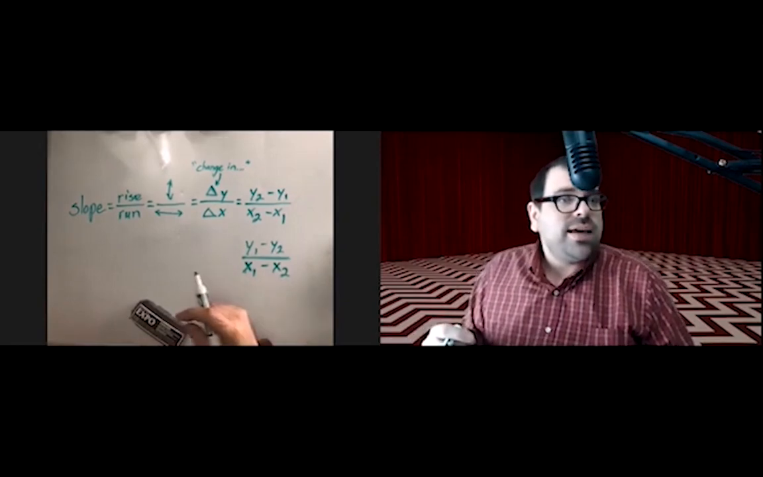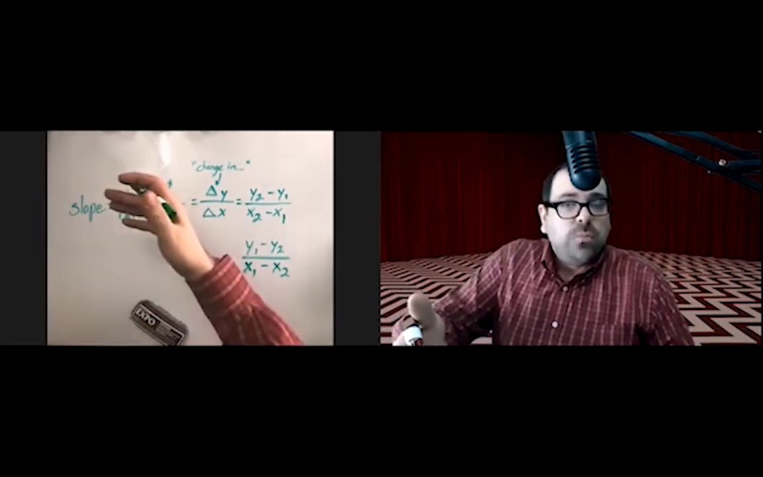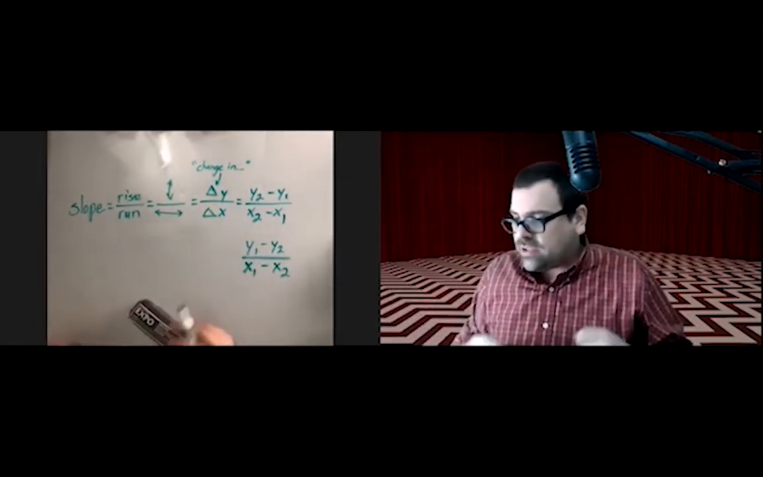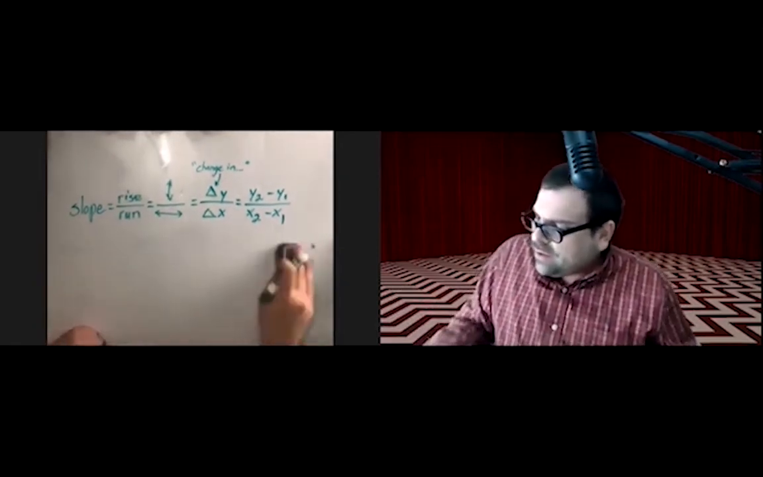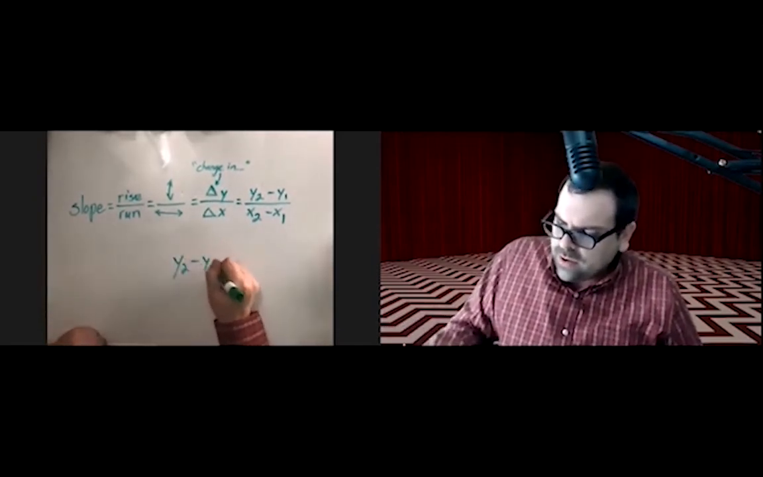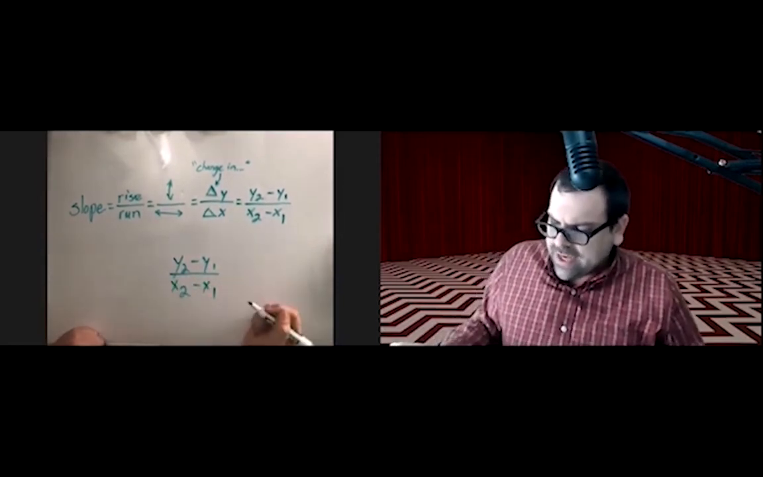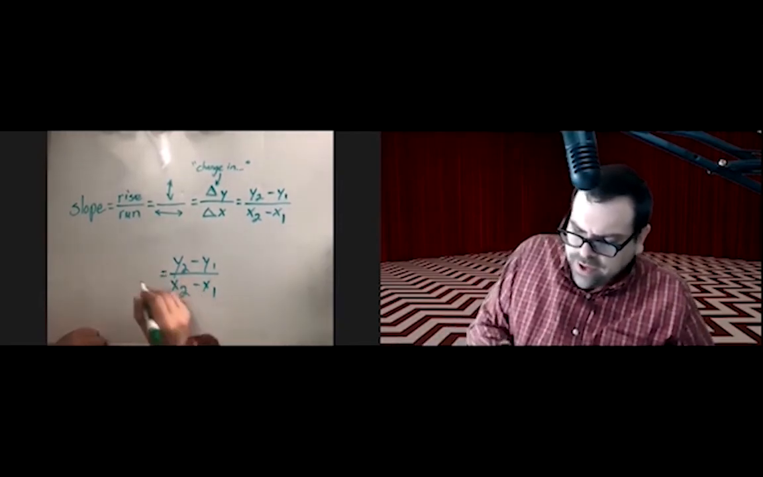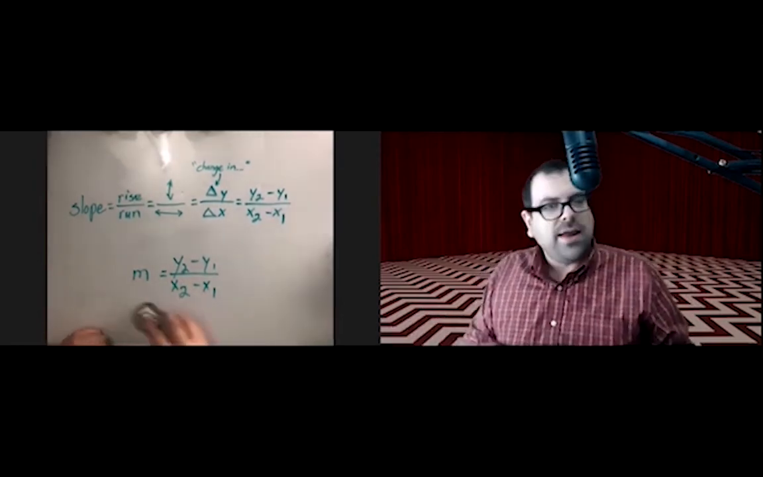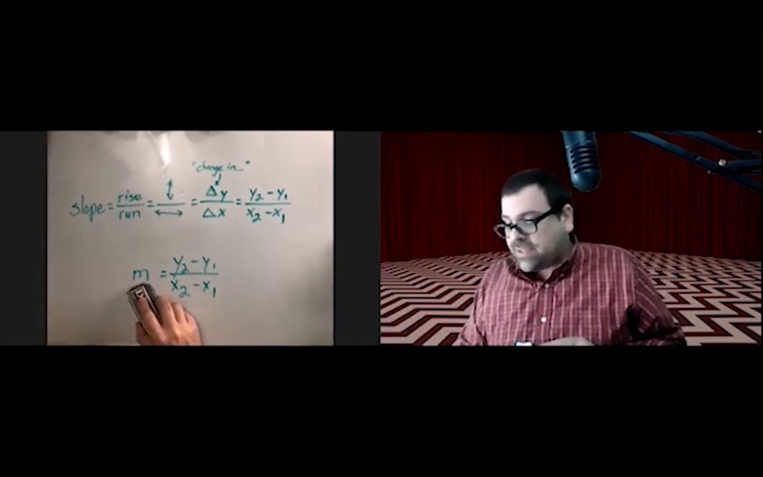And that's because who's to say that what I pick as my second point and as my first point aren't what you pick as your first and second? So the order is not going to matter as long as we're consistent. So this is what we call the slope formula. y2 minus y1 over x2 minus x1. And slope in math generally uses the letter m. So when we see m, that's going to mean slope.